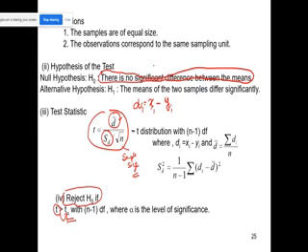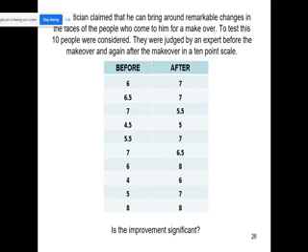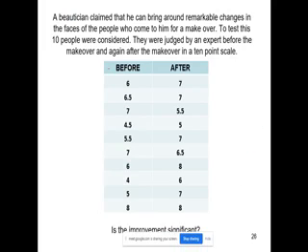Let us do one example, then we will understand the computation better. Let us take up an example. This is a very interesting problem, and many of you will enjoy it. A beautician claimed that he can bring remarkable changes in the faces of people who come to him for a makeover. To test this, 10 people were considered. They were judged by an expert before the makeover and again after the makeover on a 10-point scale.